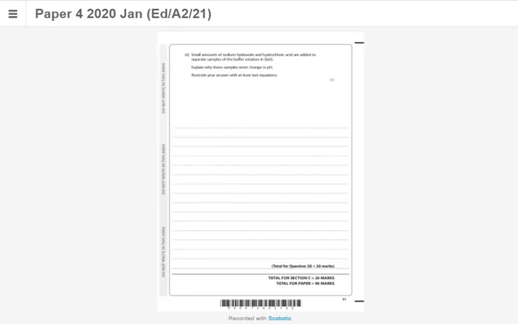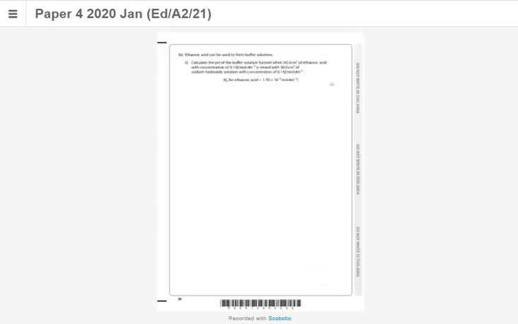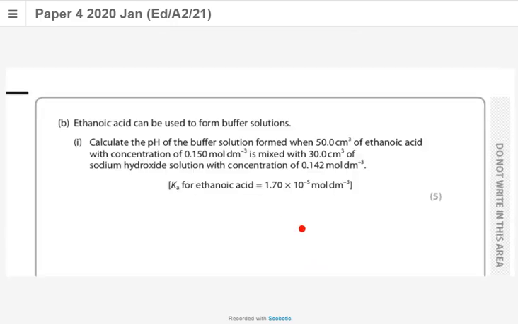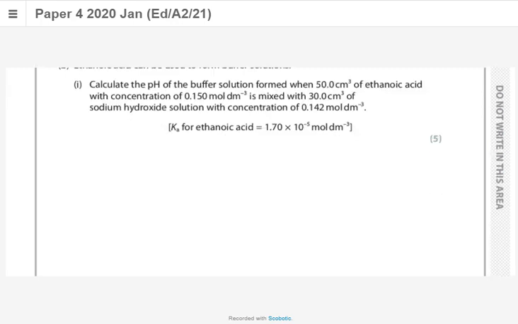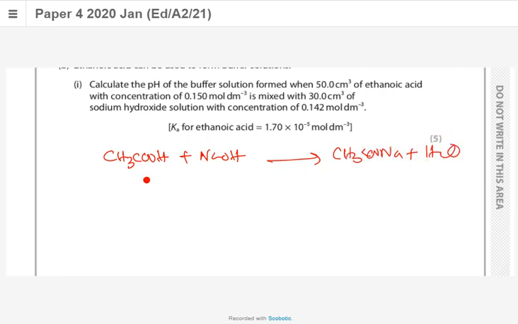We have the two questions, right? Yeah, let's just quickly go through that. Ethanoic acid can be used to form buffer solutions. Find the pH of the buffer solution formed when 50 cm³ of ethanoic acid with concentration 0.15 is mixed with 30 cm³ of sodium hydroxide. This is a good question. If you remember, I had done similar questions in the tute, in the study pack. Ethanoic acid with sodium hydroxide gives sodium ethanoate plus water.